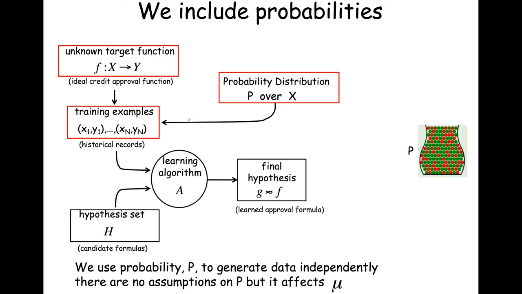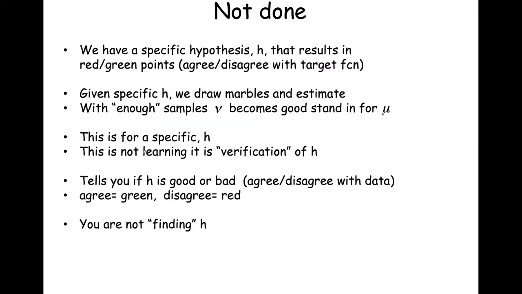that looks like learning. So we use the probability to generate data independently, and there are no assumptions on this probability, but absolutely this probability is going to affect mu, the proportion of red marbles. Because based on the feature instantiation for these inputs, that's going to result in a certain output of the unknown target function, which might coincide or not coincide with a given hypothesis.